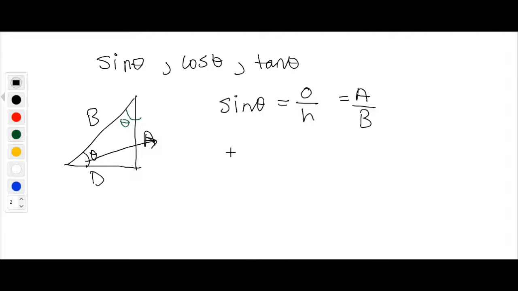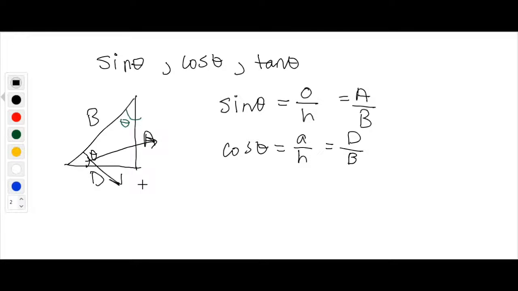Okay? Now let's just do cosine. Adjacent over hypotenuse. So basically you take the adjacent side, which is D, and you do it over its hypotenuse, which is capital B. And this is the same, because we've already discussed that hypotenuse is the longest side on the triangle with its two legs connected to it.